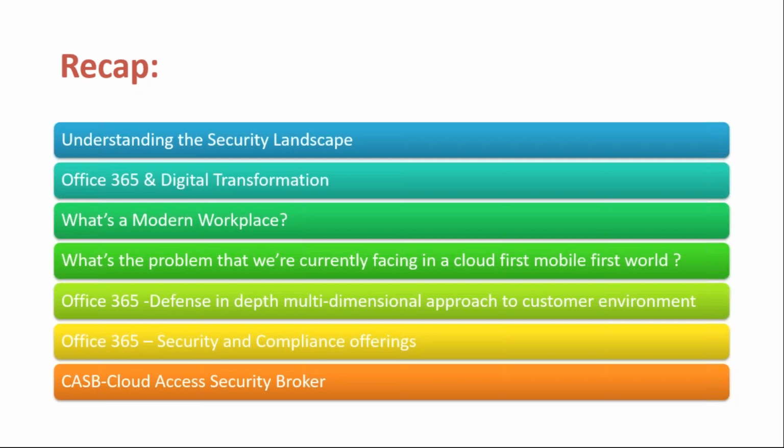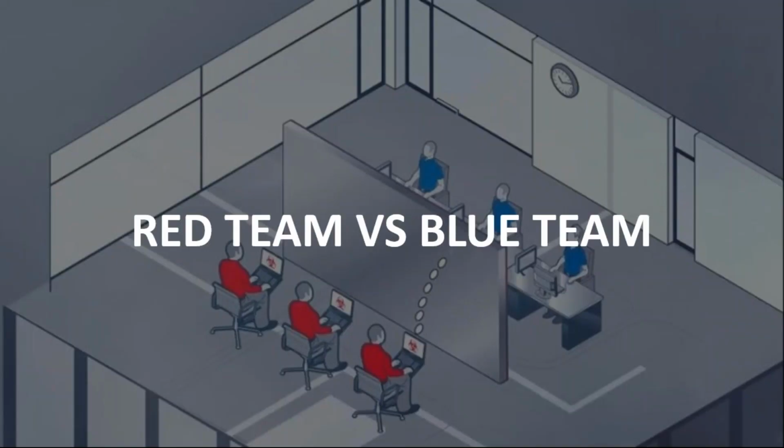As a recap, we understood the security landscape, and we spoke about Office 365 and how it can help drive digital transformation in your organization. We understood what a modern workplace is, and what problem we are currently facing in a cloud-first, mobile-first world. We spoke about the defense-in-depth, multidimensional approach which Microsoft follows in their data centers for Office 365, how they secure data, and the security and compliance offerings we have in Office 365. We spoke about AIP, ATP, threat intelligence, Cloud App Security, and also CASB.